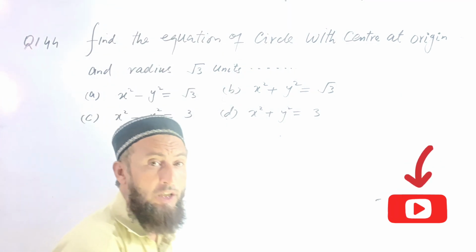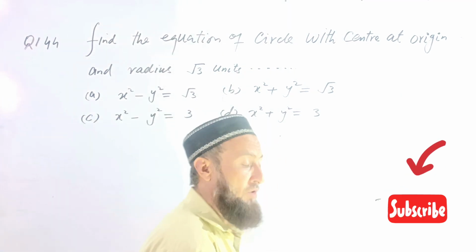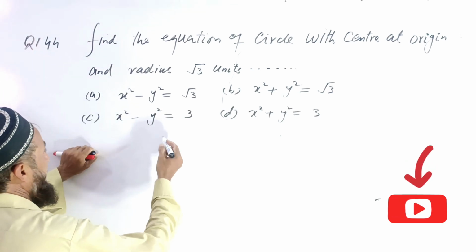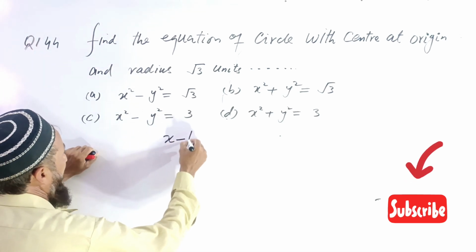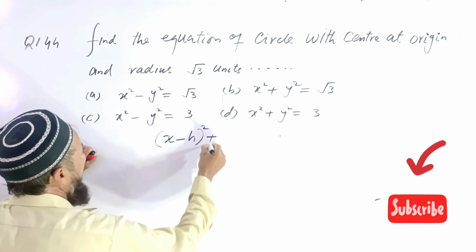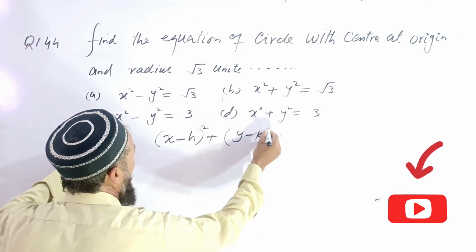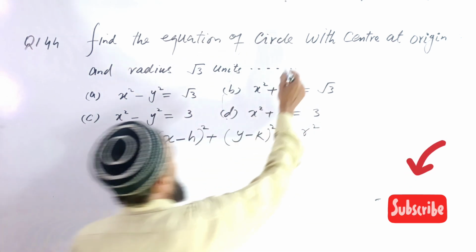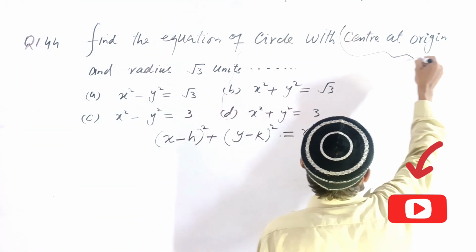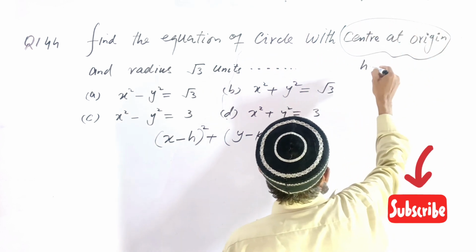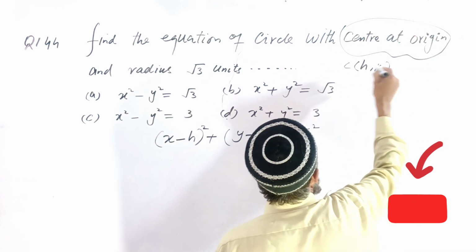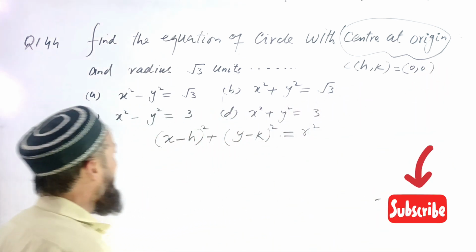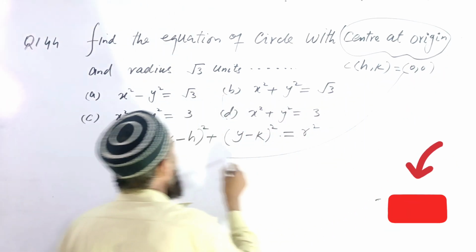As we know, comparing with the standard form of the circle, the equation is (x minus h) whole square plus (y minus k) whole square is equal to r square. Here it is given that the center of the circle is at the origin, so h and k, the center, will be 0, 0. So we substitute these values in this equation.